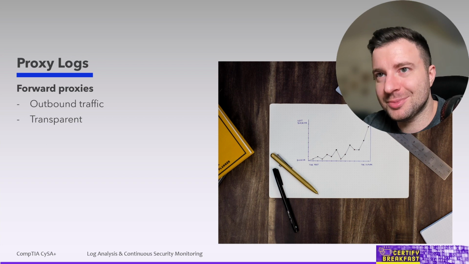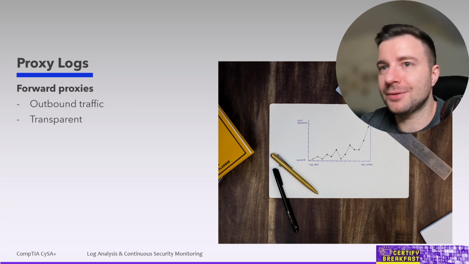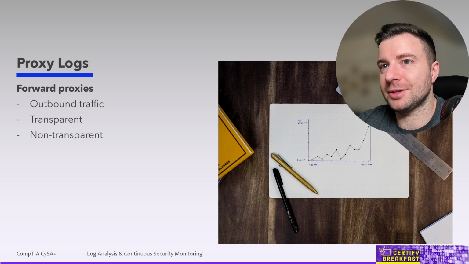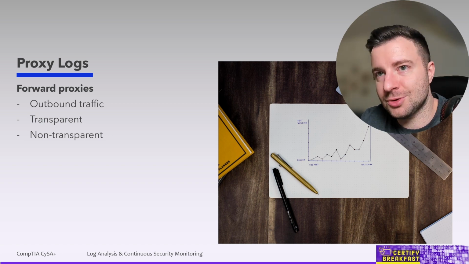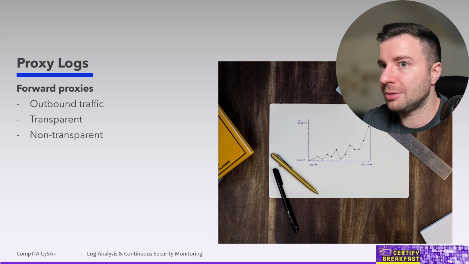We have transparent proxies, which are able to intercept the client traffic without any configuration required on the client side, so they're basically invisible or transparent. And finally, we have non-transparent proxies, which means that the client must be configured with the proxy's address in their browser, in their operating systems, in order to work, to be able to communicate with it.